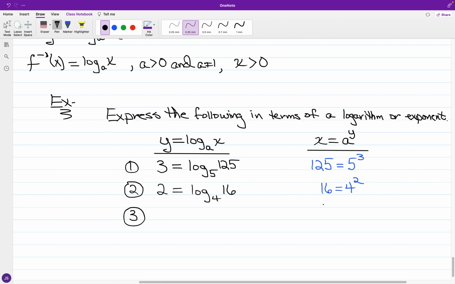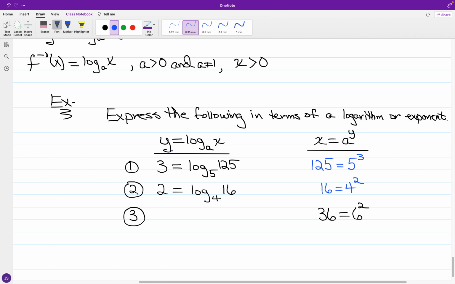But let's say I go in the other direction. Say I have something that is consistent. So we have that 36 is equal to 6 squared. So if I want to write this in terms of a logarithm.